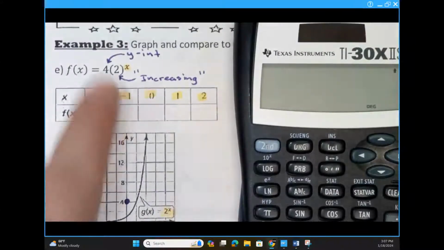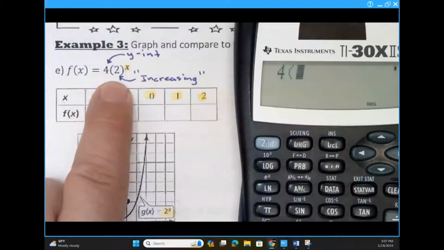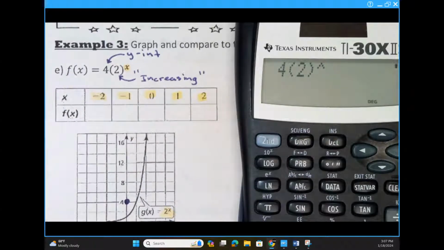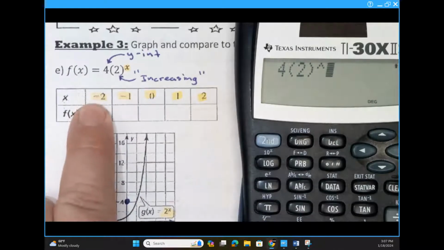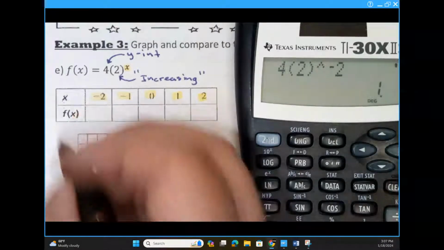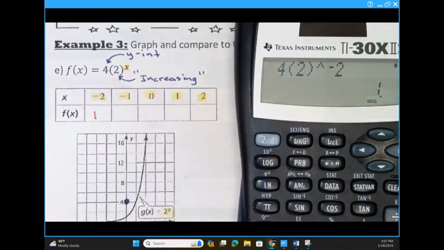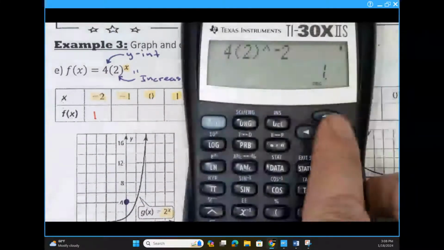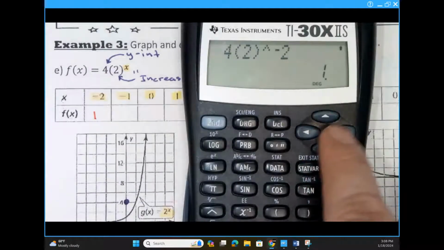All right, 4, parentheses 2. There it is. I'm going to press my power button. All right, here comes the first one. Negative 2. Not subtract 2, negative 2. And I got an answer of 1. Okay, right, a 1. Now, instead of deleting everything, again, that's why I need you to look up. Before you delete anything, you have all these arrow buttons right here. All these arrow buttons.